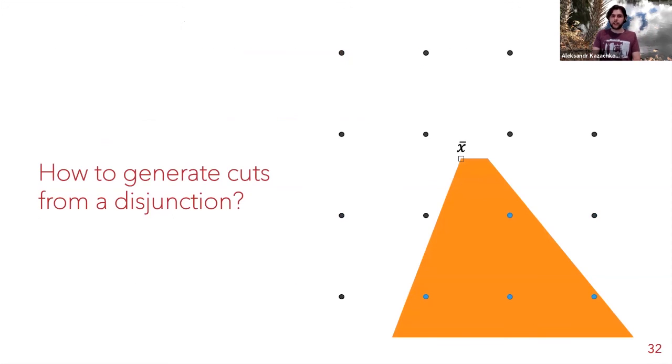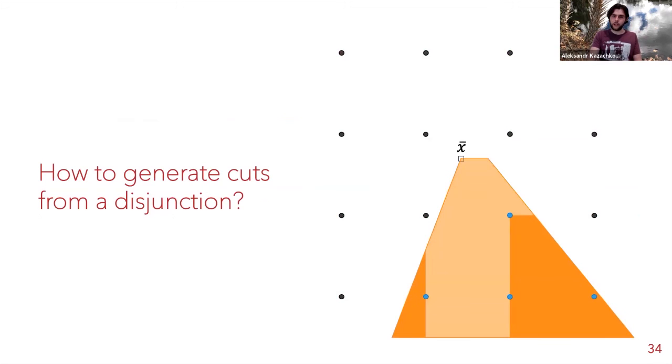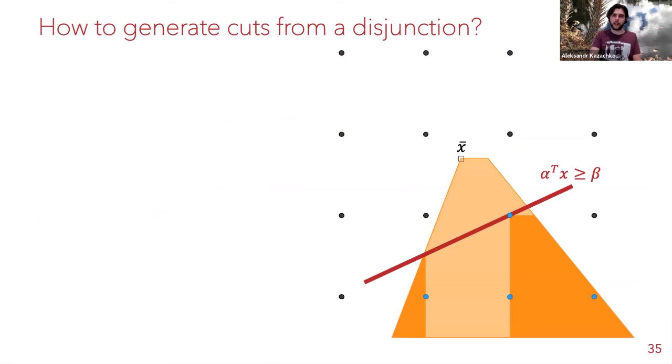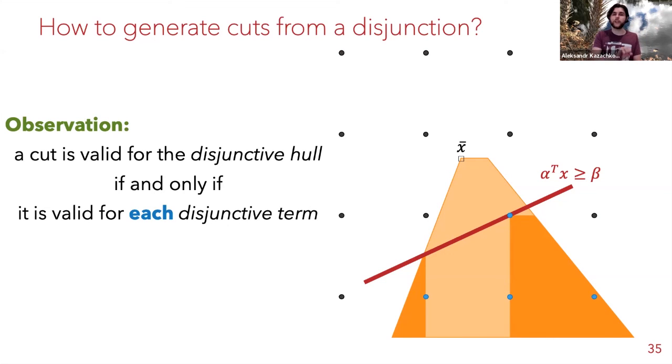I've said that cuts are coming from disjunctions, but now if you are given a disjunction, what's the way that you can generate a cut? And it starts with a relatively straightforward observation. If you have this disjunction, and you've broken it up into several disjunctive terms, then an inequality alpha x greater than or equal to beta is valid for the disjunctive hull if and only if it is valid for each of those disjunctive terms.